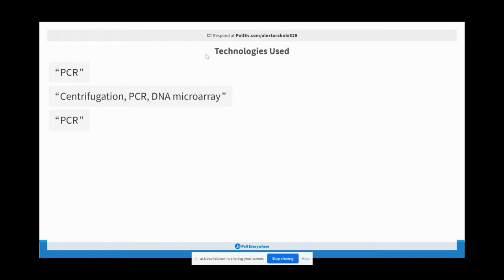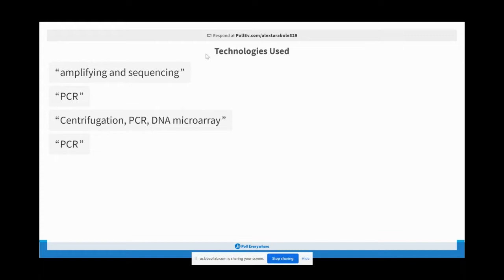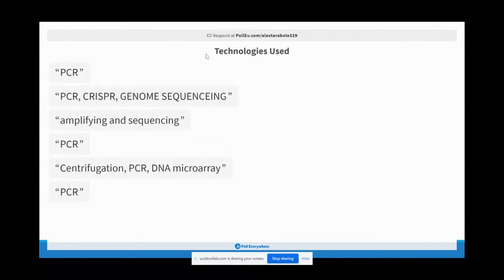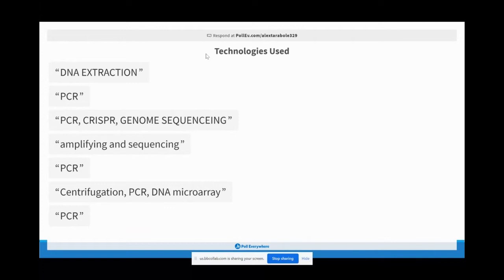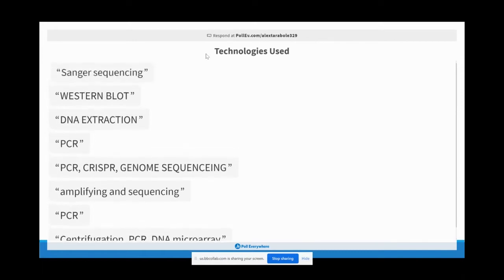All right, I'm seeing some coming in. People are saying PCR, microarray, amplifying and sequencing. So some of these, like genome sequencing, I'm asking more specifically what exact technology you would use. So yes, we are sequencing the genome, but what do we do? What do we use to do that? So again, think about the technologies we talked about that actually tell you what the DNA strand is.